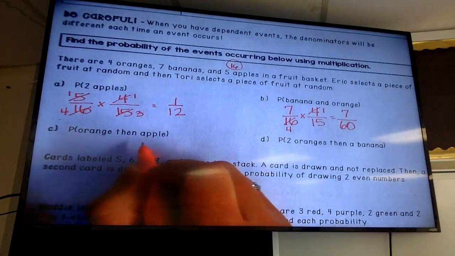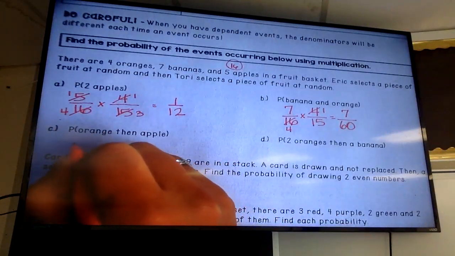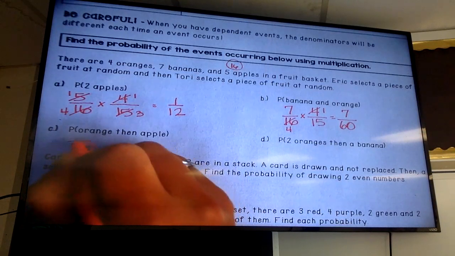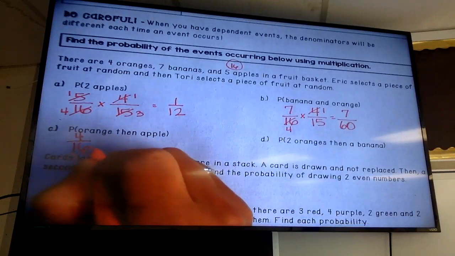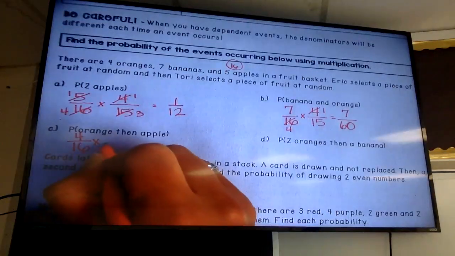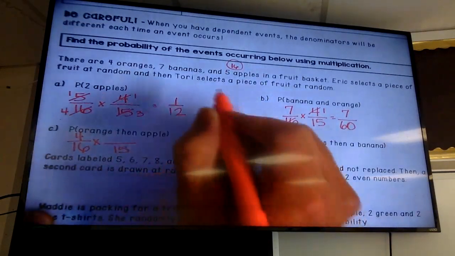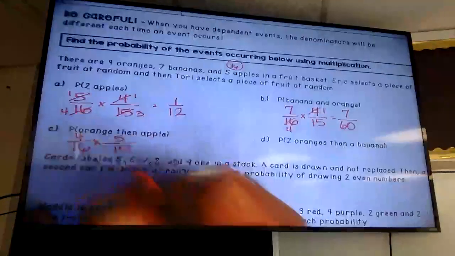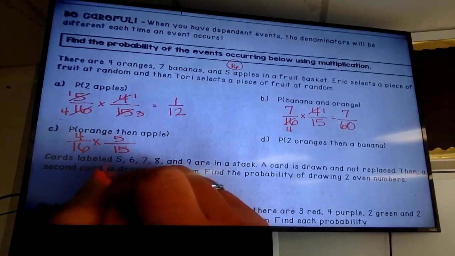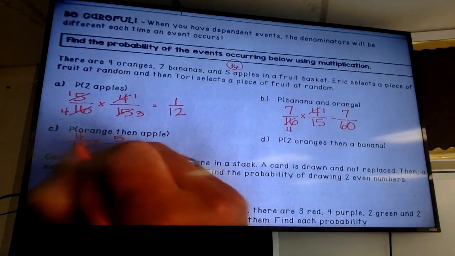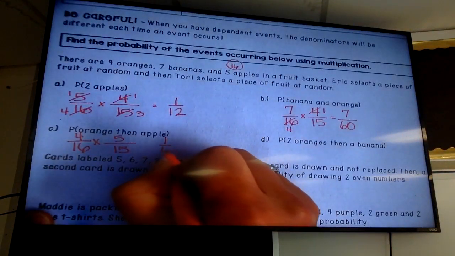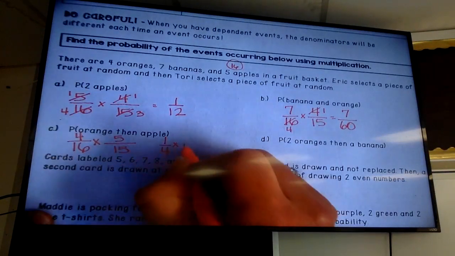So an orange and then an apple. So 16 pieces of fruit, 4 of them are oranges, times, now that an orange is gone, there's only 15 pieces of fruit, and there's 5 apples still. Okay, both of these could actually be simplified. I could change 4/16 to 1/4, and I could change 5/15 to 1/3.